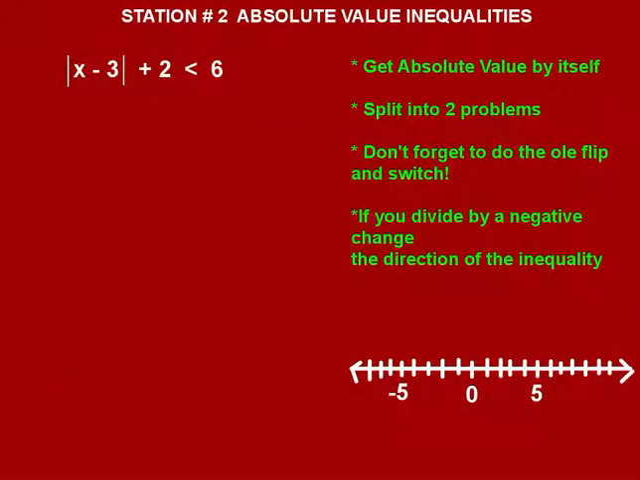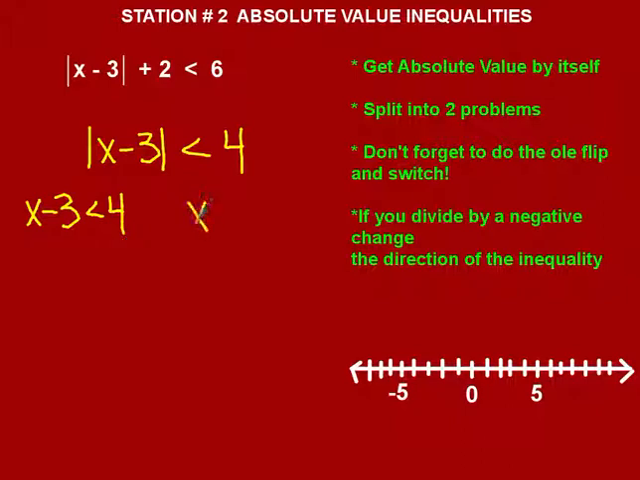All right, the next one looks like this. We have to isolate the absolute value first. That means get it all by itself. So we're going to have x minus 3 is less than 4. It's absolute value, so we're going to have to set up 2 cases. X minus 3, yeah, it could be less than 4. But the other case, we're going to have to do the old flip and switch. X minus 3 might be greater than negative 4. The old flip and switch, you have to flip the inequality and change the sign.